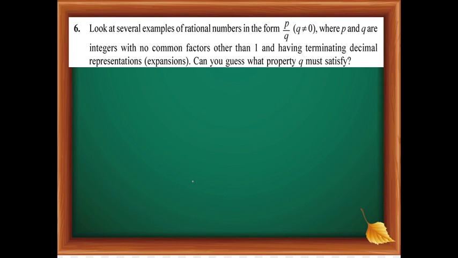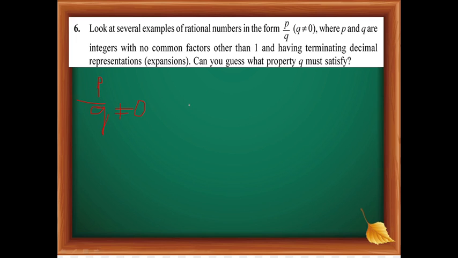Next, moving to our sixth question. Look at several examples of rational numbers in the form p by q, where q is not equal to 0, and where p and q are integers with no common factors other than 1 and having terminating decimal representations or expansions. Can you guess what property q must satisfy? So there is one property. They have given the rational number in the form p by q, where p and q are integers and q should not be equal to 0.